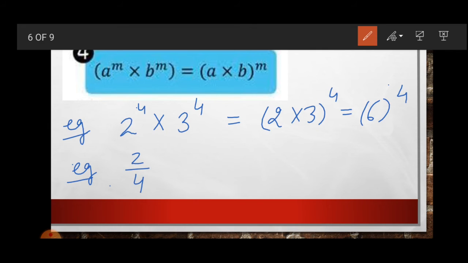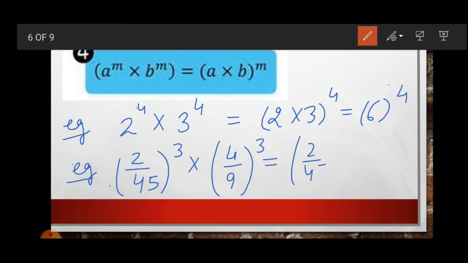2/45 raised to the power 3 into 4/9 raised to the power 3 can be written as 2/45 into 4/9, raised to the power 3.